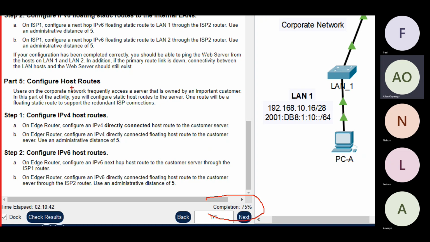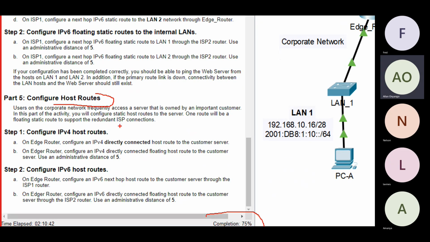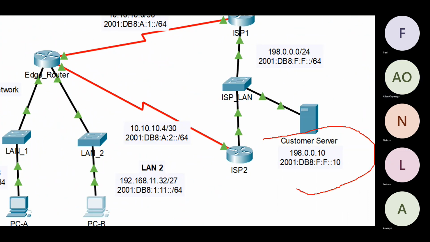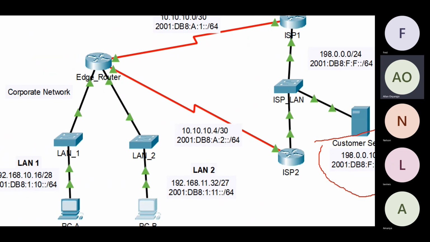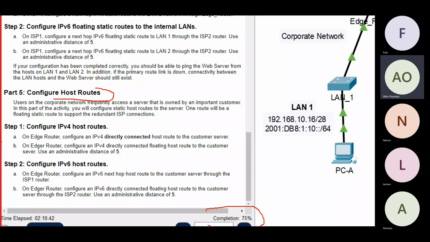So we are told that we're going to configure some host routes here. We're told that users on the corporate network frequently access a server that is owned by an important customer. You see the corporate network here within the LAN. This is a corporate network. So they need to access a server that is owned by an important customer. And this is the customer server right here. So users on those LANs need to access the customer server. Now, in this part of the activity, we're going to configure static host routes to the server. One route will be a floating one to support the redundant ISP connections.